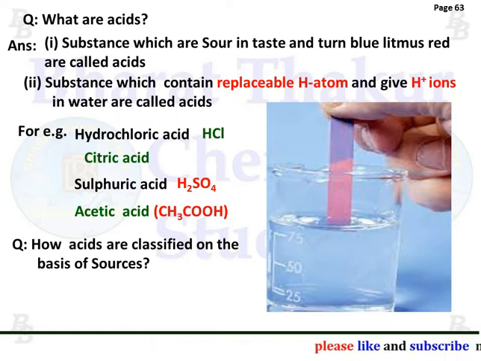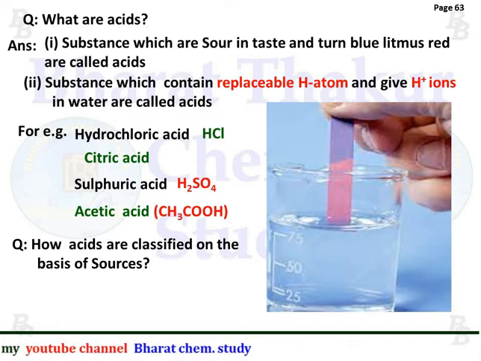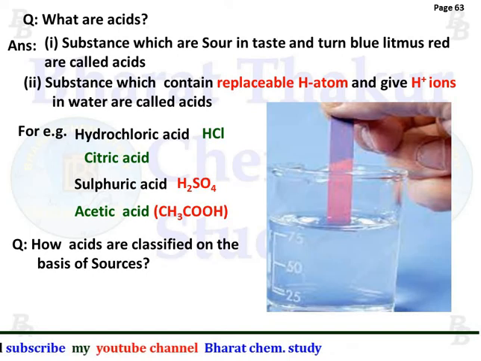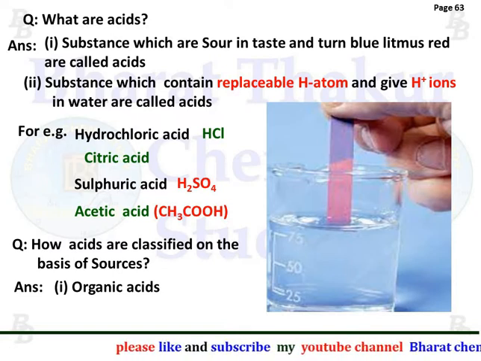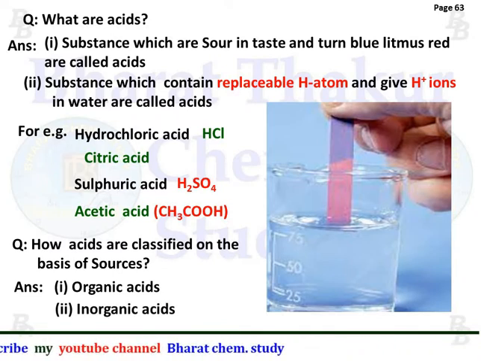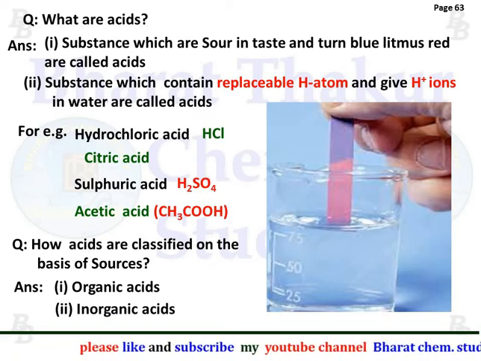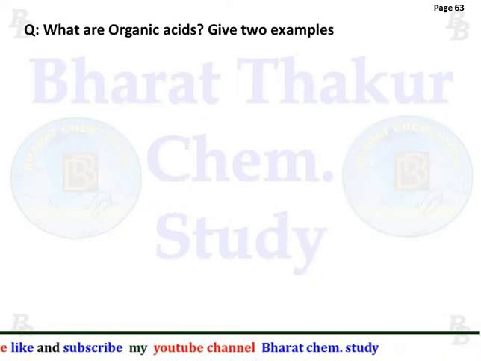Now a question arises in our mind: how are acids classified on the basis of the source from where they are obtained? On the basis of sources, acids are classified into two types. First, organic acids, and second, inorganic acids. So let's study organic acids as well as inorganic acids one by one with examples.